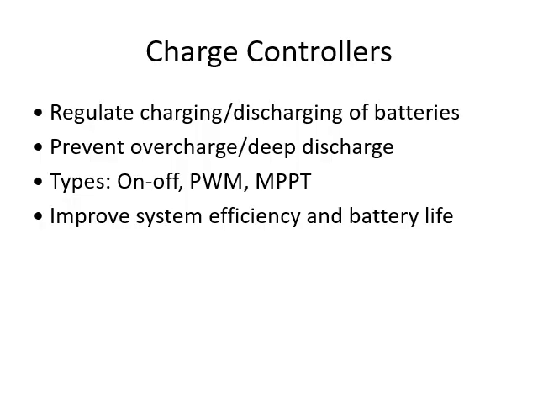Now into the charge controllers. We have seen that after the photovoltaic cells, there is a charge controller that controls the fluctuations in current and voltage to the battery, right? So this one is used to regulate the charging and discharging of batteries, and prevent overcharge and deep discharge. The types are like on-off, or pulse width modulation, PWM, or maximum power point tracking. So this one improves the system efficiency and battery life.